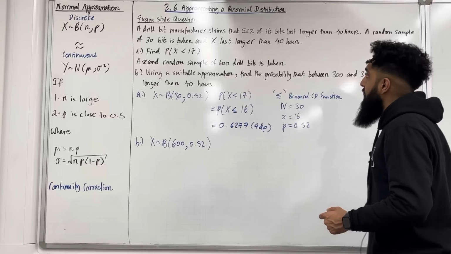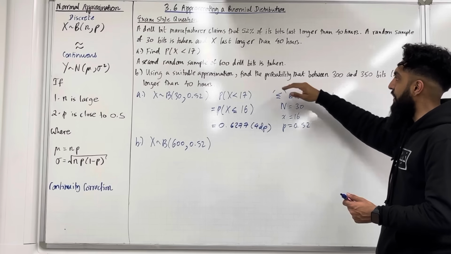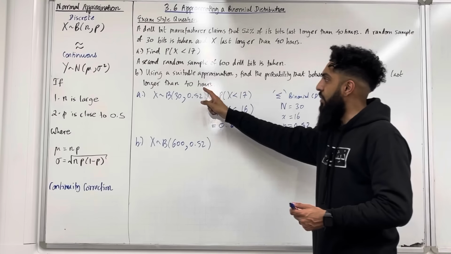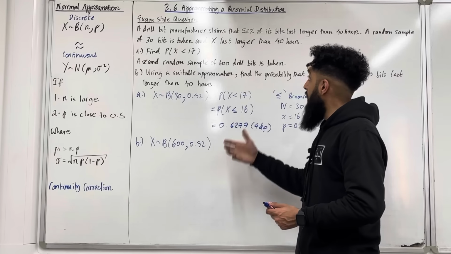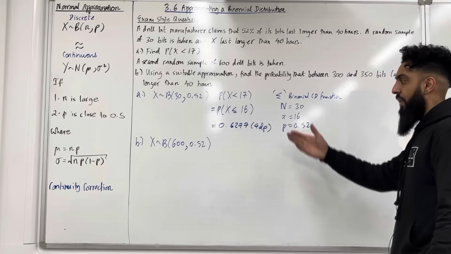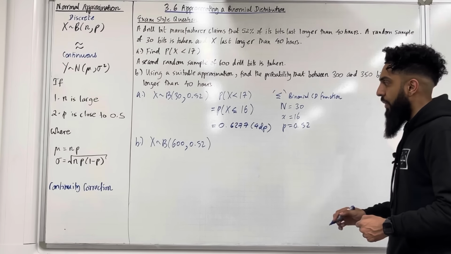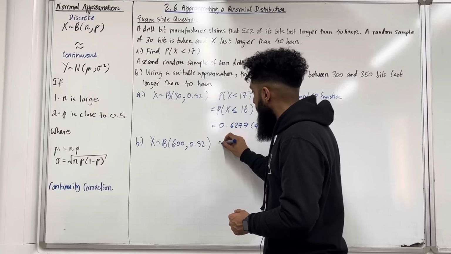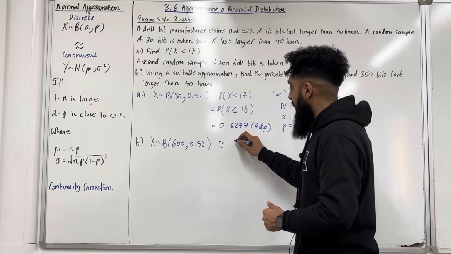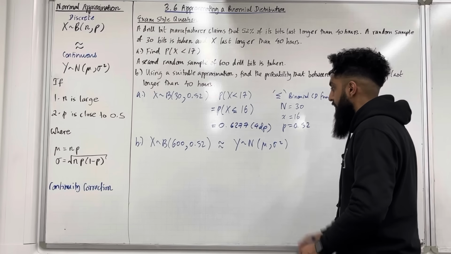Because the manufacturer claims that 52% of its bits last longer than 40 hours, and over here what we are trying to work out is the probability that between 300 and 350 bits last longer than 40 hours. So we follow the claim of the probability being 52%, hence 0.52 is your fixed probability P within the binomial distribution. It stays the same. Okay, right, now what we want to do is take this and approximate it using a normal approximation. So the x gets transformed into y, which follows a normal distribution with mean mu and variance sigma squared.